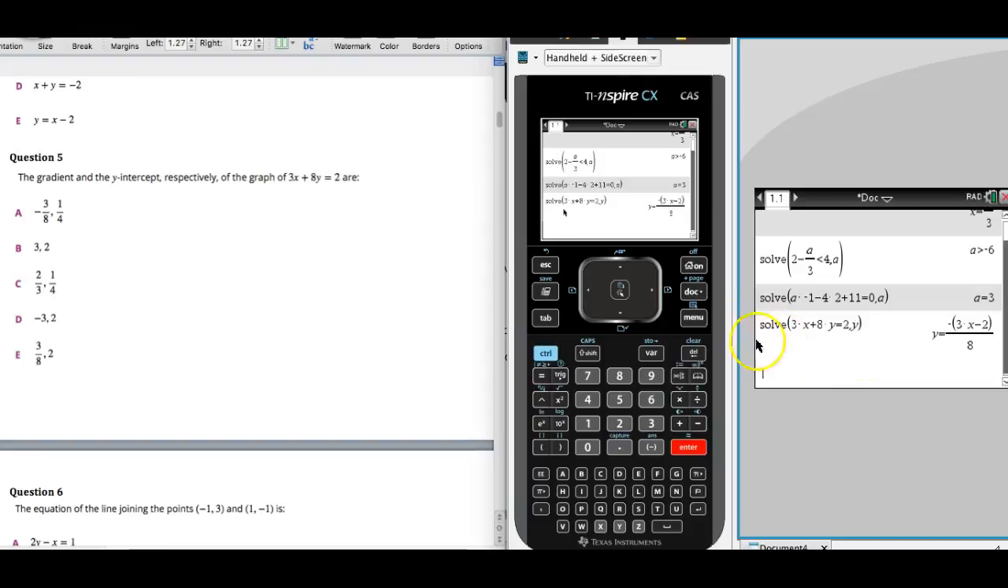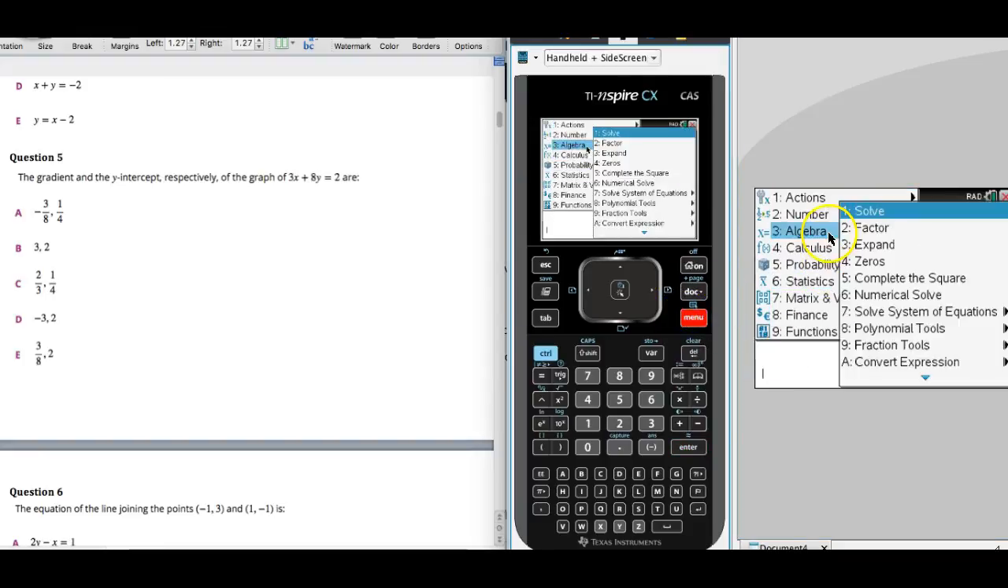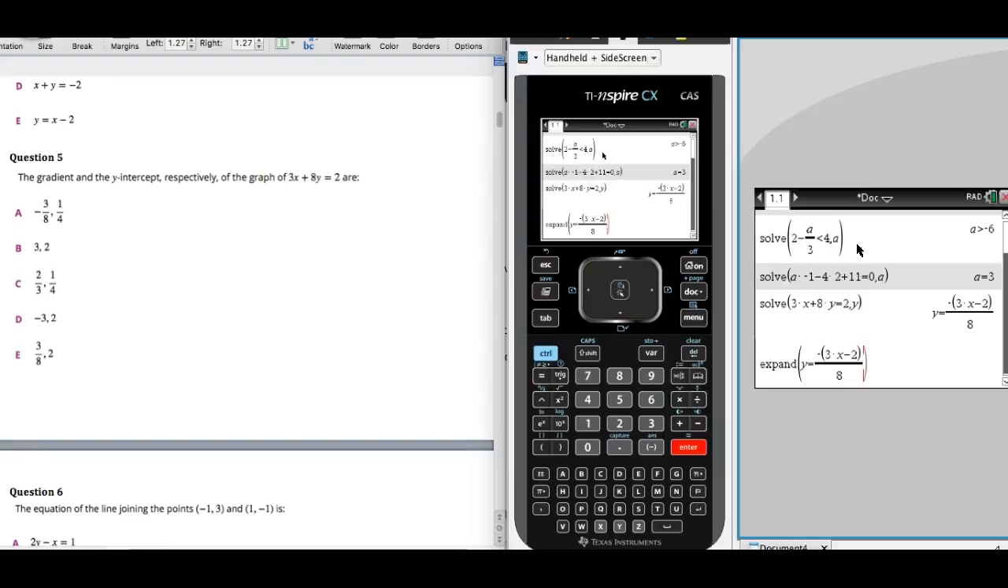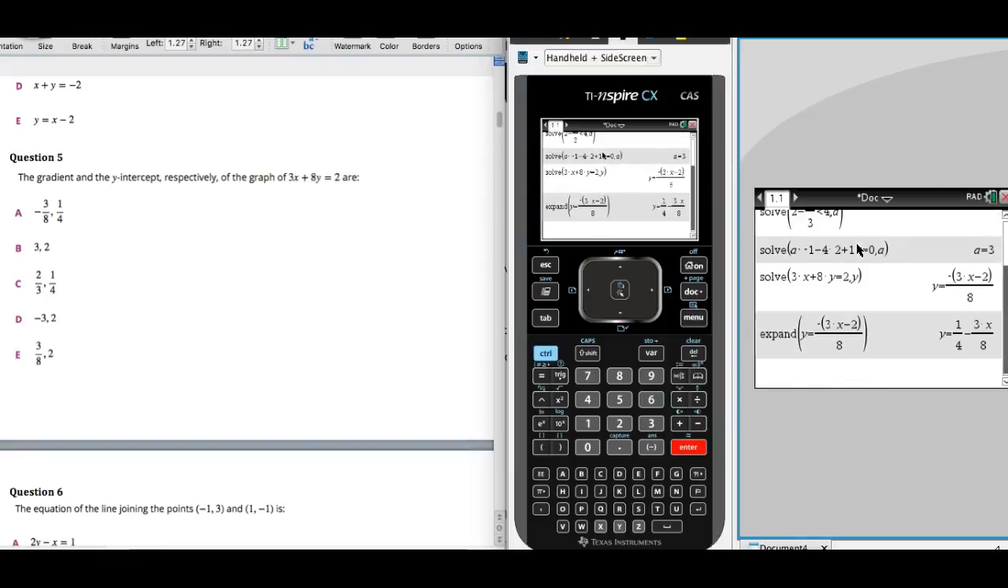There it is. Horrible thing is, sometimes we need to go on to expand it. So we just write expand, highlight it, press enter. And there it is. Now, on your calculator, it likes to start with positive numbers, so you can see it's not necessarily in the form y equals mx plus c, but you should be familiar that the number that is by itself is your y-intercept. So your y-intercept is equal to 1/4.